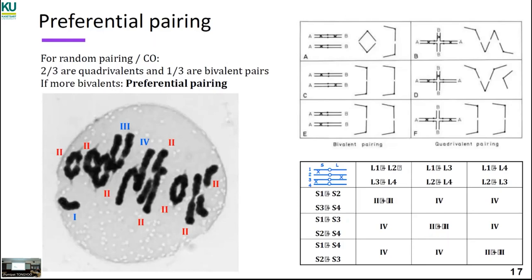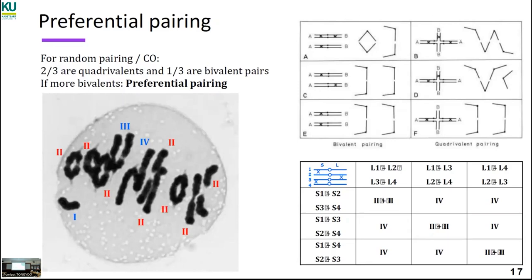If you assume that this chromosome pairing and recombination is an entirely random process, you can expect, on the basis of this random pairing, six cases of quadrivalents and three pairs of equivalent pairing, equivalent pairs. Now you can already see in this example, although this is statistically not sound, that there are many more pairs than you expect. So for random pairing and crossovers, two-thirds are quadrivalent and one-third are equivalent pairs. And if there are many more bivalents, or clearly more bivalents, you talk about preferential pairing.